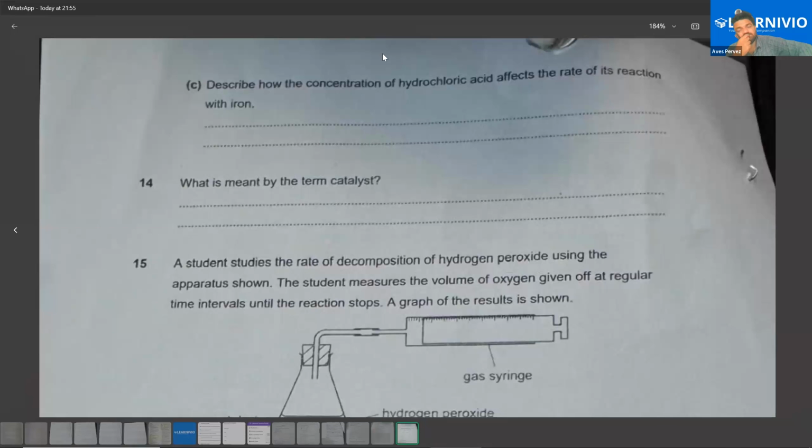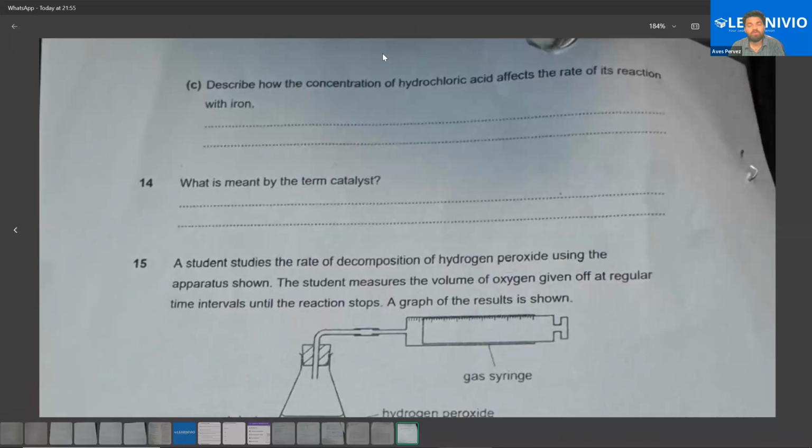Next. Describe how the concentration of hydrochloric acid affects the rate of its reaction with iron. I don't understand this. So if you increase the concentration of hydrochloric acid with iron, the rate of reaction will be faster. The more the concentration, the more will be the rate of reaction.